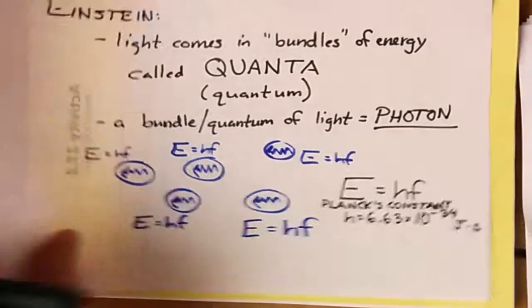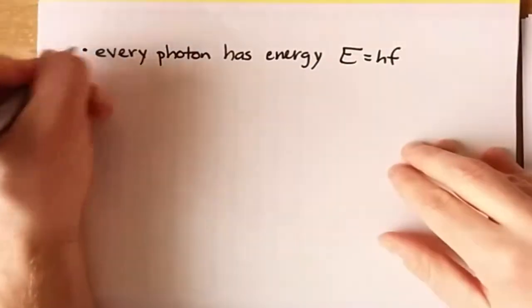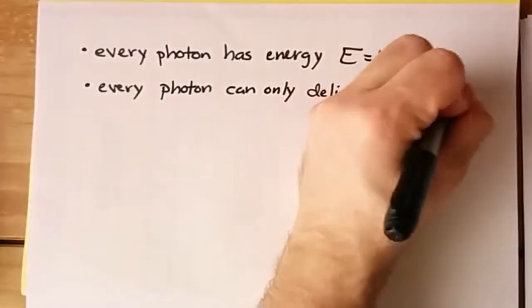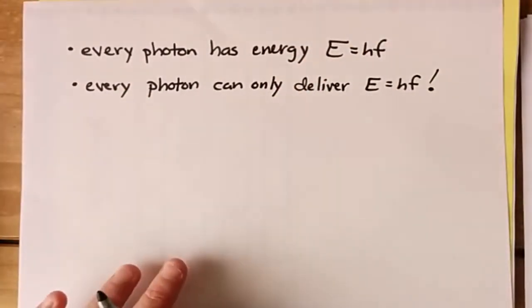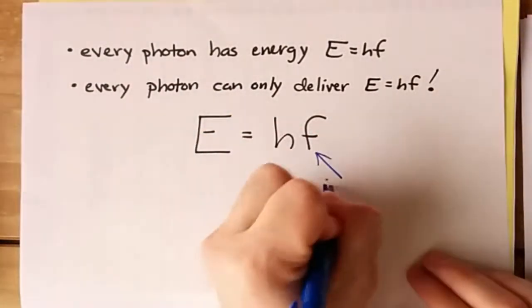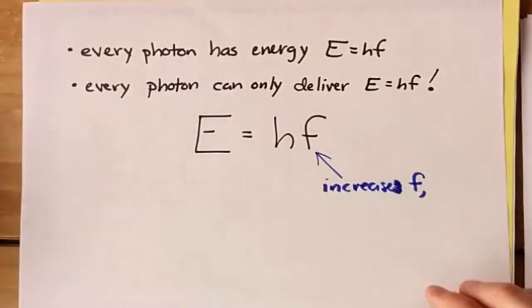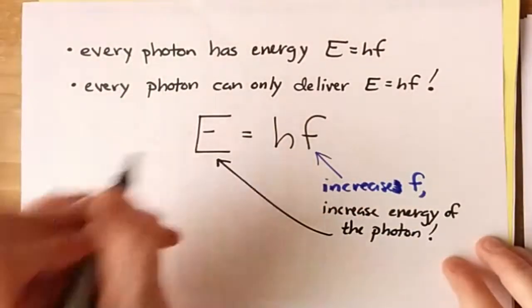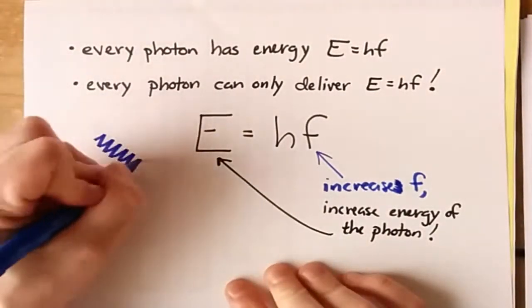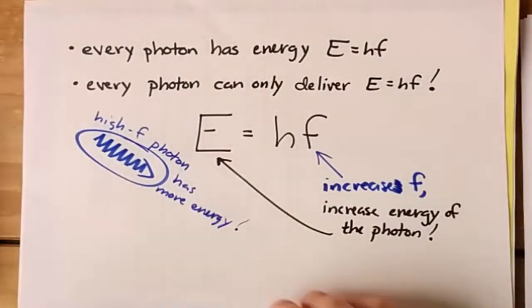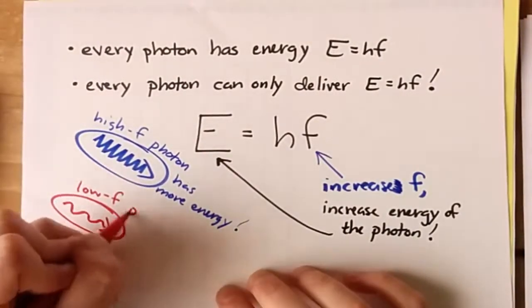Then, if we think of it this way, each photon contains an energy equal to hf, so it can only deliver an amount of energy equal to hf if it interacts with an electron. So let's look back at this E equals hf. If you increase the frequency of the photon, increase the frequency of the light, you increase the energy contained in each photon. So high-frequency photons, the photons in high-frequency light, each contain more energy than the photons in low-frequency light.